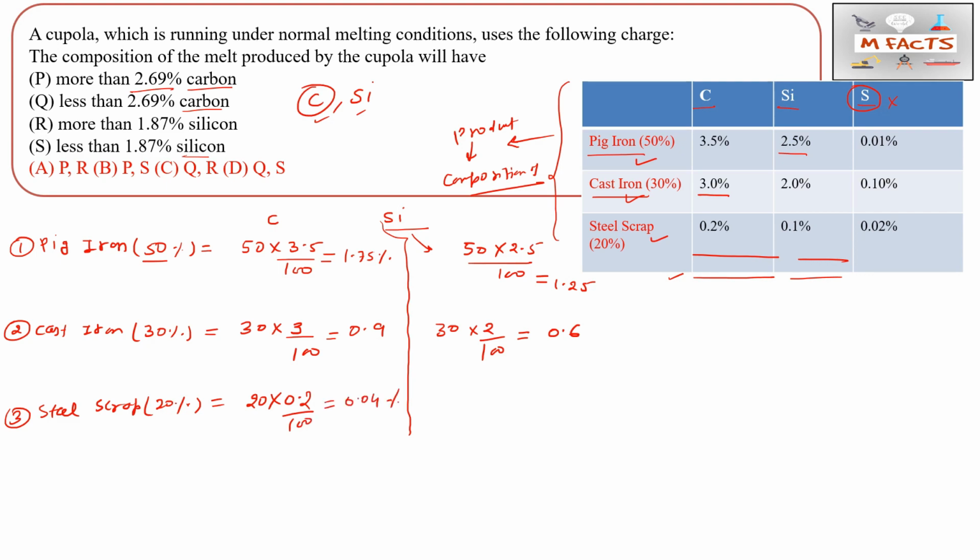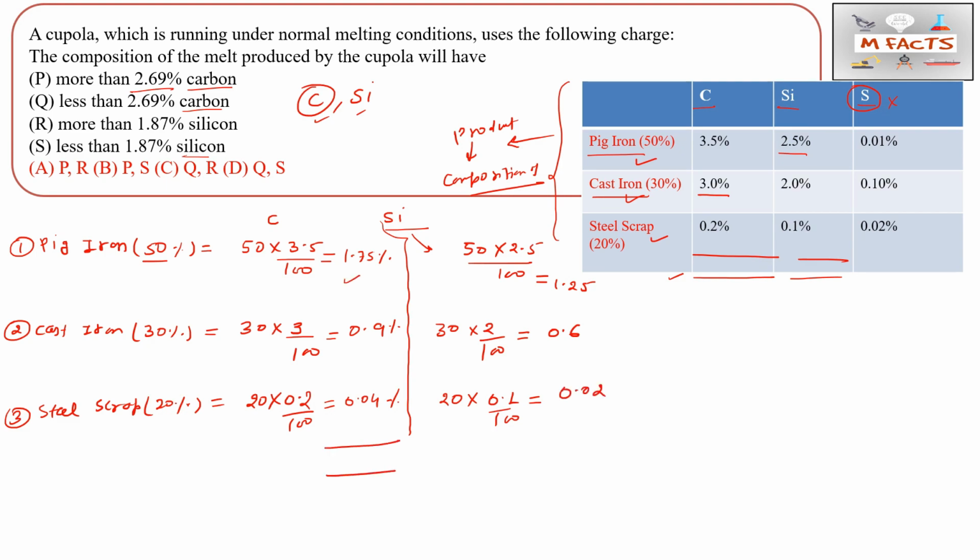So these values are all in percentage because we are not changing to kgs. You can also do it by assuming 1 kg or 100 kg of charge material, so that depends on you. So 20, and the silicon percentage is 0.1 by 100, so from here we will get 0.02. Now we will add these values.